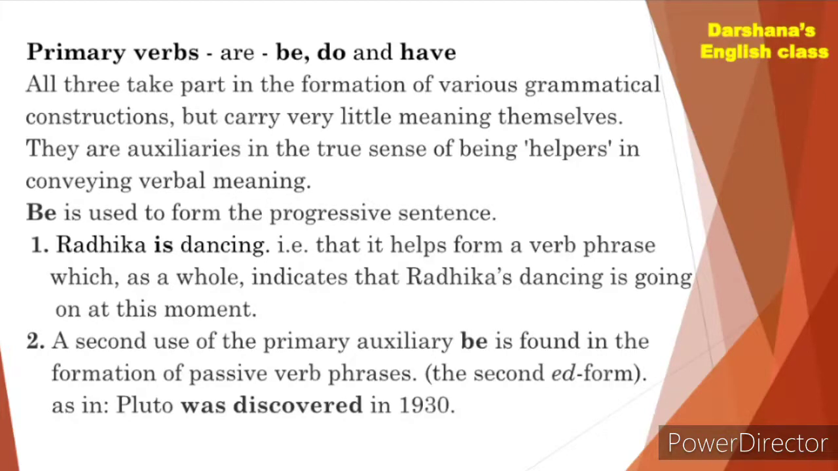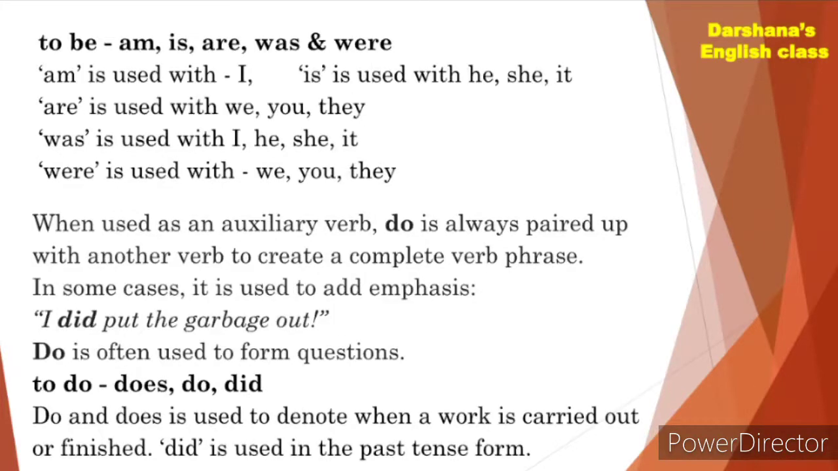The second, the ed form, as in Pluto was discovered in 1930. Yes, the planet Pluto is being mentioned over here. Now, to be words, as we said, are am, is, are, was and were. Some important things which you should always remember.